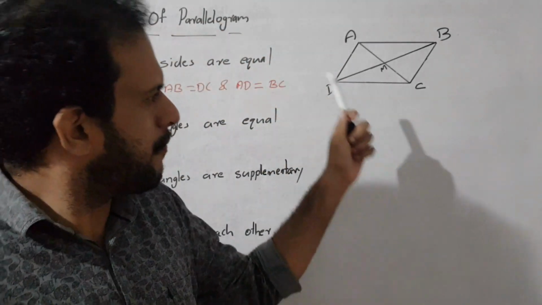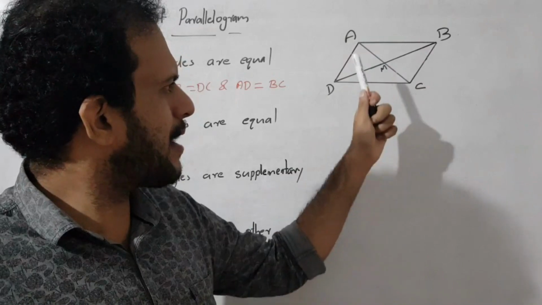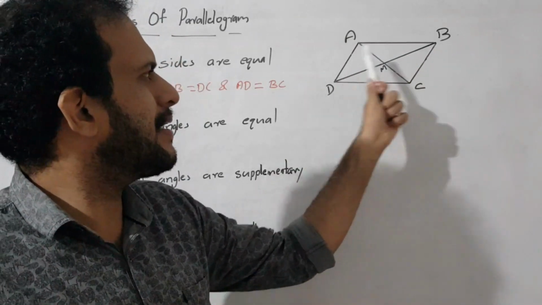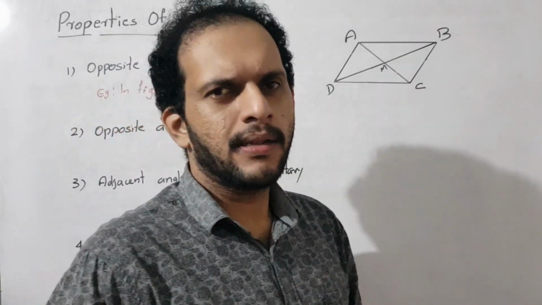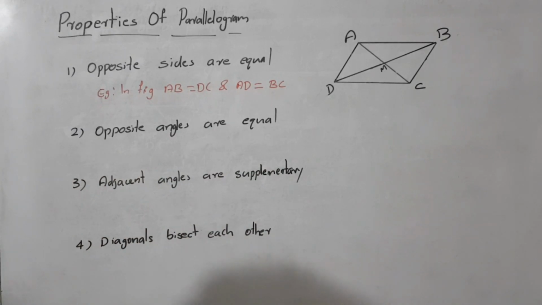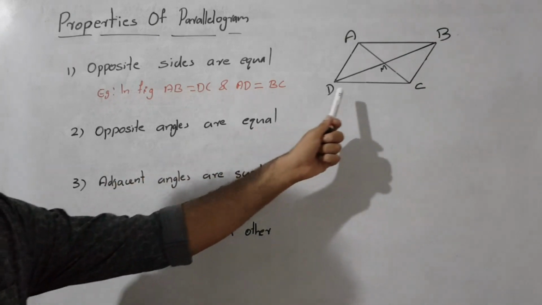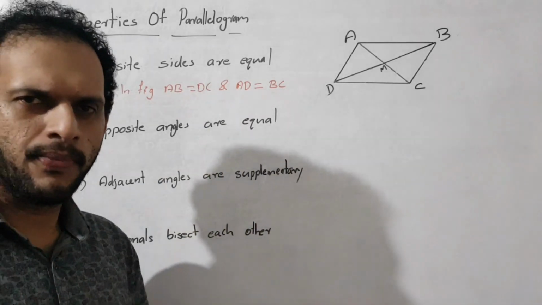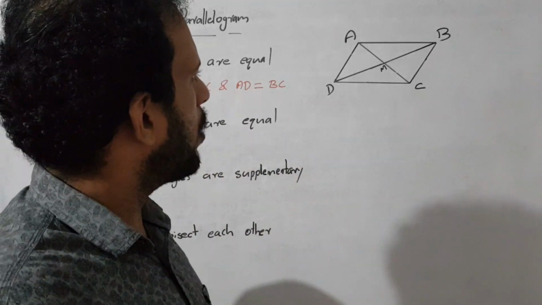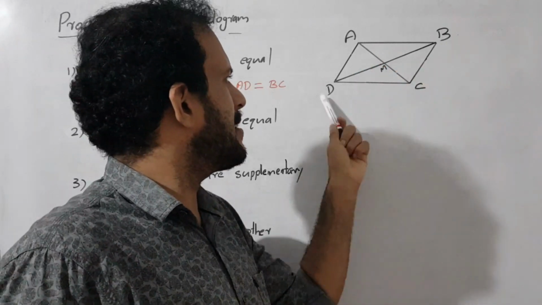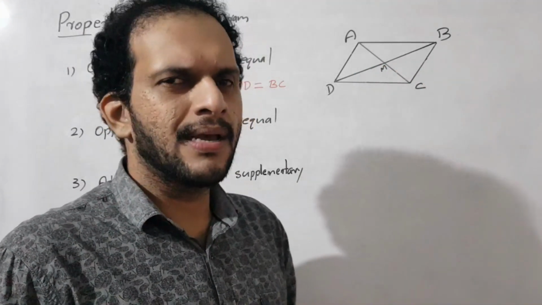By using the property according to this figure, AB and DC are equal, and AD and BC are equal. Then next we are discussing the second property. What is the second property? Opposite angles are equal. In parallelogram ABCD, what are the opposite angles in this figure?